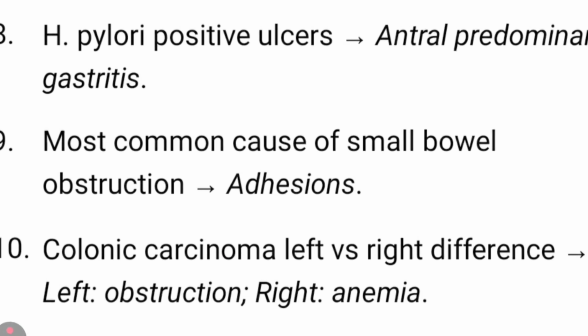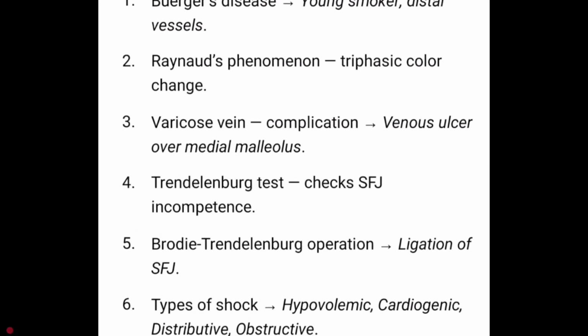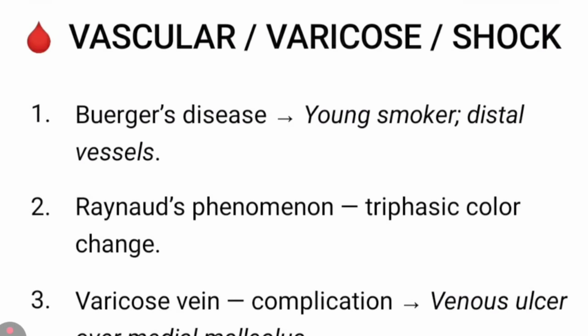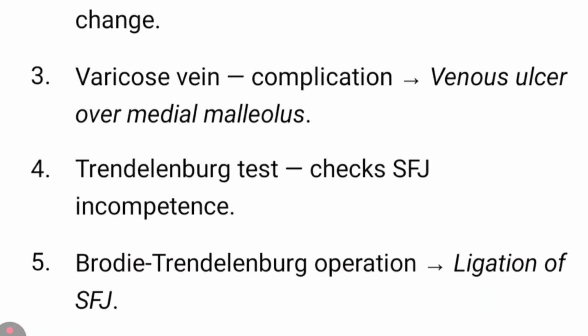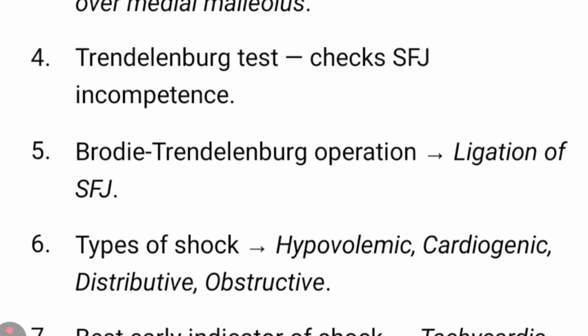Most common cause of small bowel obstruction in India is adhesions. Colonic carcinoma, left versus right differences: left presents with obstruction and right with anemia. Now, vascular and varicose. Buerger's disease is seen in young smokers, distal vessels. Raynaud's phenomenon is a triphasic color change. Varicose vein complication is venous ulcer over the medial malleolus. Trendelenburg test is to check SFJ incompetence. Trendelenburg operation: ligation of SFJ.